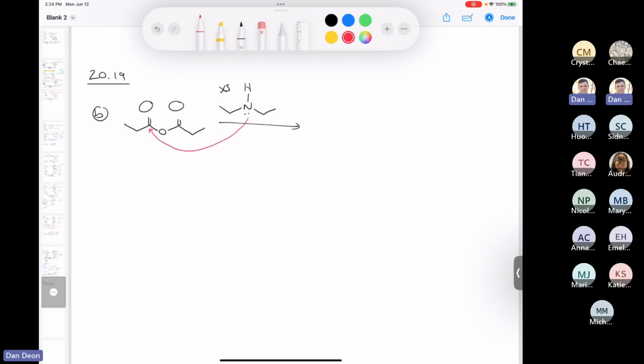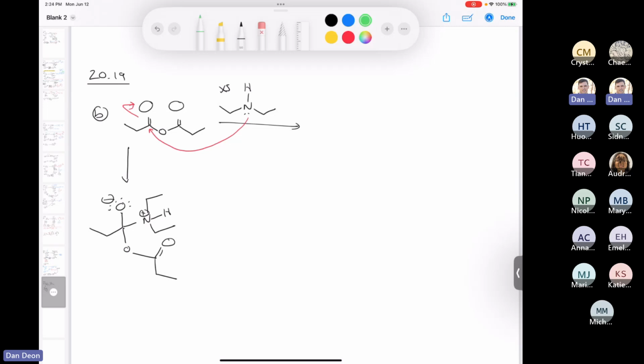So let's draw the whole mechanism. We have our nucleophilic attack. We form our tetrahedral intermediate. So let's draw what that's going to look like. We're going to have our anhydride here, and then we've got our amine. So we have two ethyl groups, and then we have a hydrogen. So we have a positive charge here.